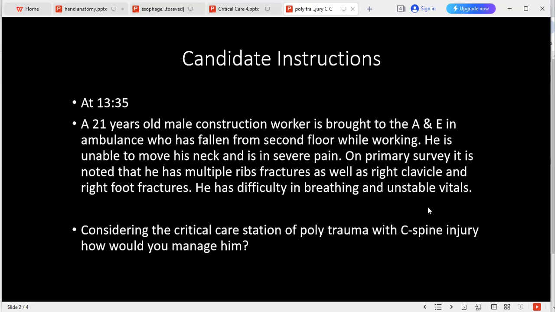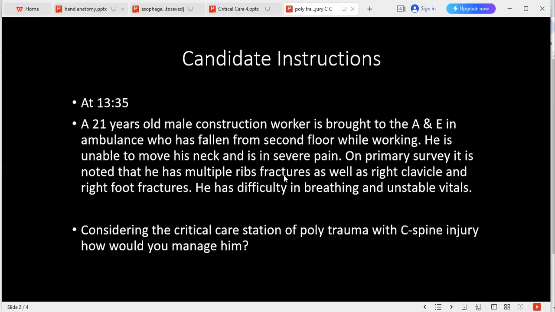First of all, I will secure the airways of this patient after securing the cervical spine. And then if there are broken ribs, the patient may be having pneumothorax or hemothorax. Then I will insert a wide-bore cannula in the second intercostal space in the mid-clavicular line, and then later on a chest drain in the fifth intercostal space, mid-axillary line.